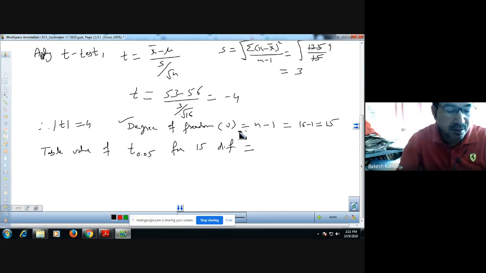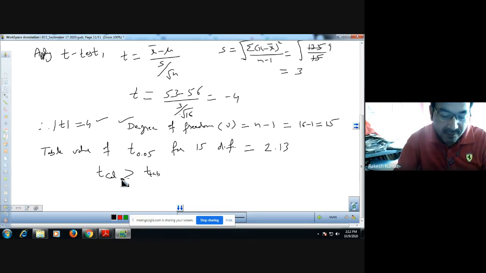And the t table, or you can say the table for the t distribution, is given at the last of the book for two tails. You just check at the 5% level of significance, the value at 15 degrees of freedom is 2.13. This is the value we have. Now, you know that the calculated value of t is 4. So t calculated is greater than t tabulated.